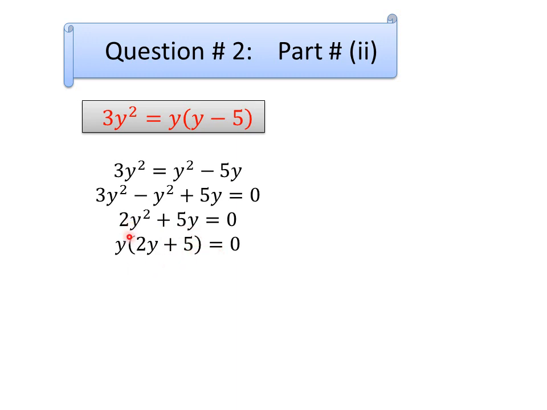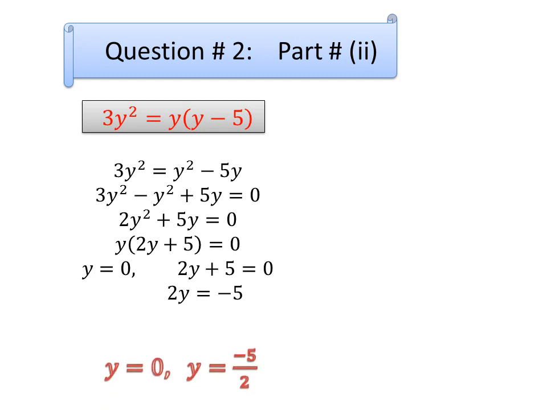In this, we have to split it from here, that is y would be equals to 0 and 2y plus 5 would be equals to 0. As there is no solution on this side, we will solve only this side. Plus 5 taking to the other side of the equation, we get minus 5, and 2, as it is multiplying with the variable, would divide to the other side of the equation. That would be y is equals to minus 5 by 2, and y equals to 0 are the answers of our two terms.